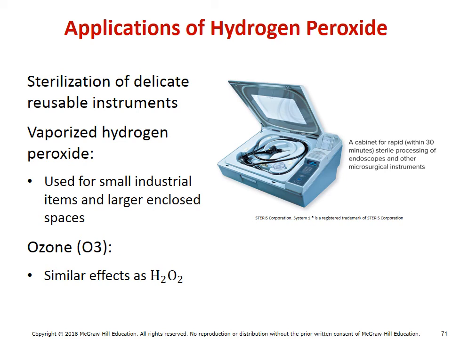Hydrogen peroxide is readily used for sterilization, so vaporized hydrogen peroxide is a good way to sterilize. But again, these fumes can be very, very bad for you, so we want to keep you away from them. Same with ozone, which is O3. It's a similar feature, but again, this gas is very, very dangerous.